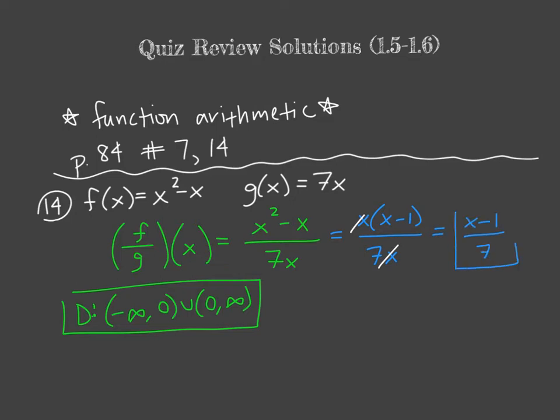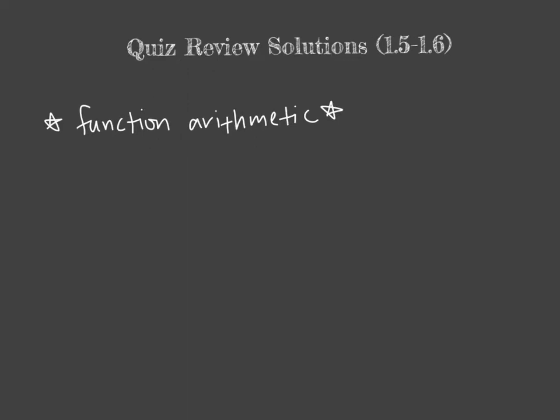So that is how we can write the final answer, but again, we had to figure out the domain before we canceled because there's still an x there from the original problem. This is just a simplified way of expressing it. So we'll write it like this, but the domain we have to find before we do any factoring or canceling.